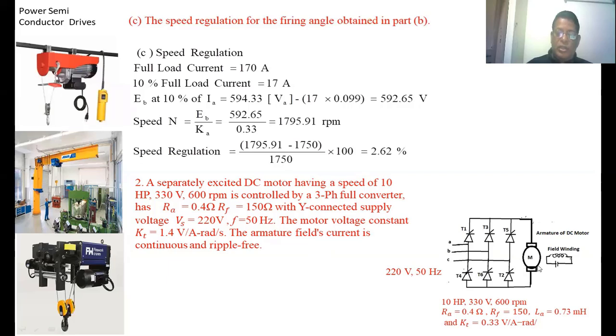This is the motor. Parameters which are related to the field winding. These are the parameters which are related to the supply. Where the supply is connected, star connected. What is the voltage given here? That is the line to line voltage only. This frequency is 50 Hz. The line to line voltage is given at 220 volts.